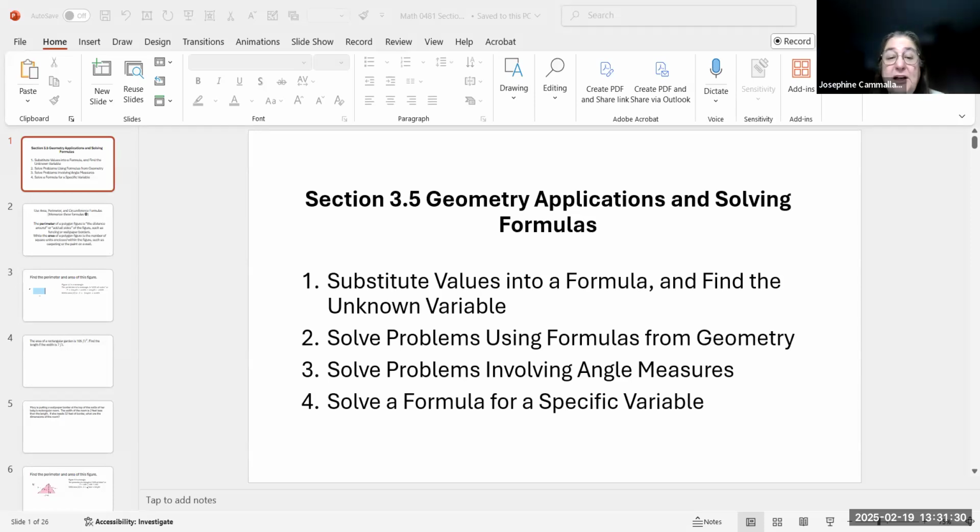Welcome to section 3.5, and we are going to go through about 26 slides, some of which you are going to need to memorize, or at least be fully aware of the different types of formulas that are here. Now, we are going to substitute values into formulas, and we're giving you these formulas.